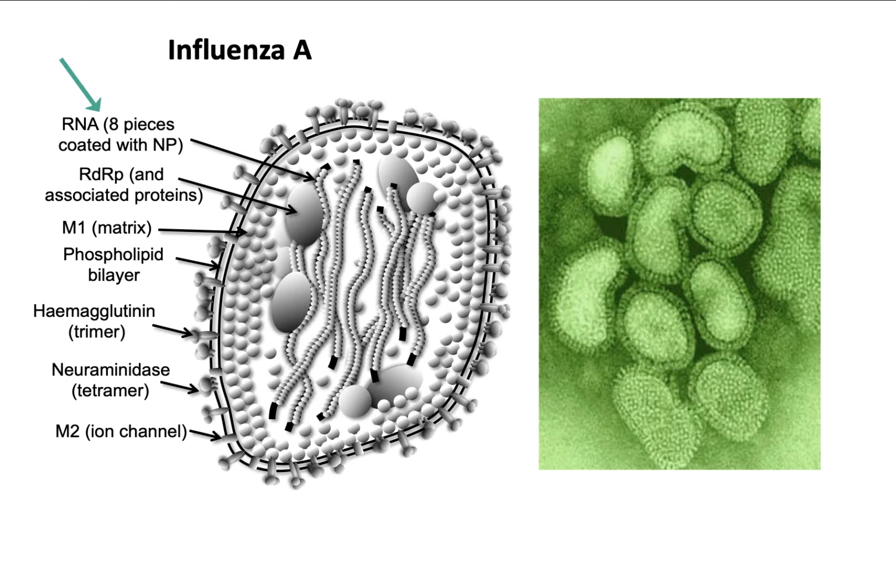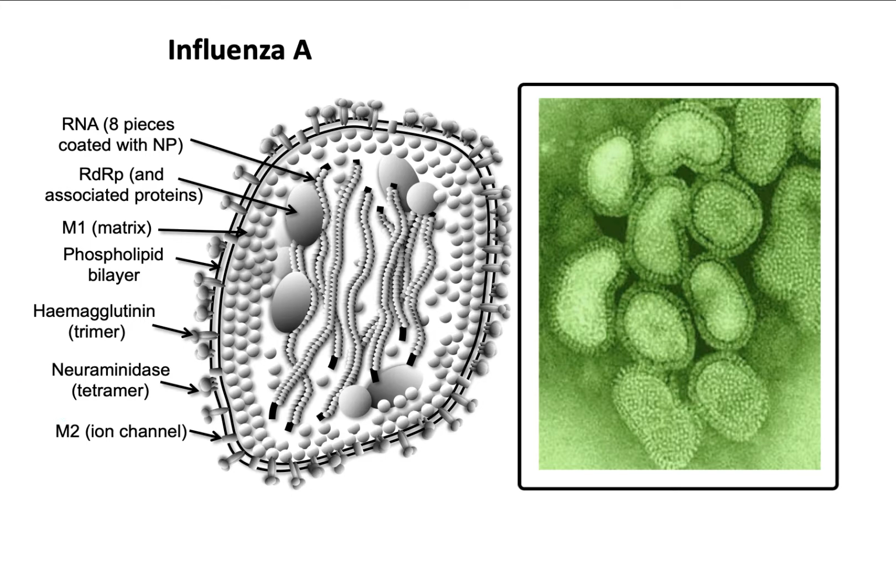It actually has 8 chromosomes, so it carries 8 pieces of RNA coated with nucleoprotein. It also carries along with it an RNA-dependent RNA polymerase. Then there's the matrix protein. The phospholipid bilayer comes from the host membrane. And then there's the hemagglutinin, which is a trimer, and the neuraminidase, which is a tetramer. And the M2, which is an ion channel, which is necessary for release of the virus inside of the cell.